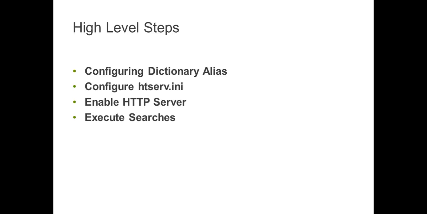So high level steps, we need to configure dictionary alias. That's a prerequisite for custom mode of HTTP based search client configuration. We need to configure htserv.ini file and place it over Informatica home bin directory. We need to enable HTTP search server, and we are ready to execute searches. So without wasting any more time, let's go into demo.